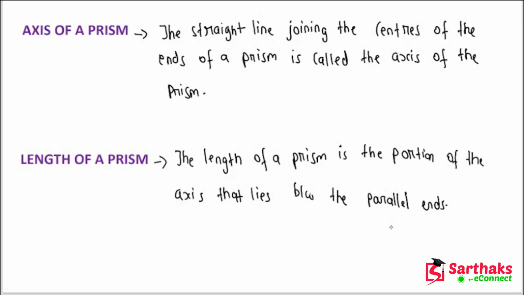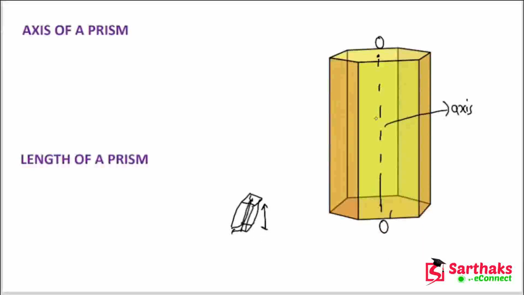Now what do parallel ends mean? Parallel ends means the opposite bases which we are talking about. Length should not be confused with the height, because here in this right prism this is the length.